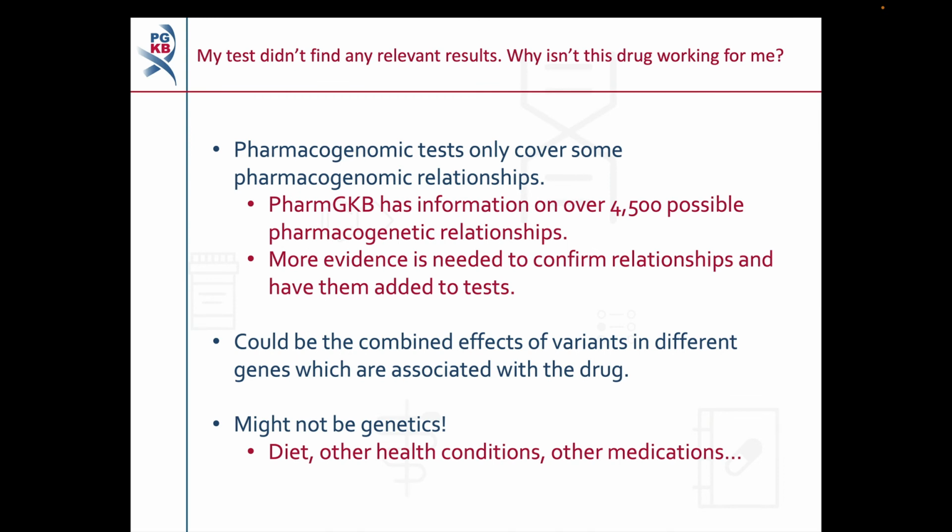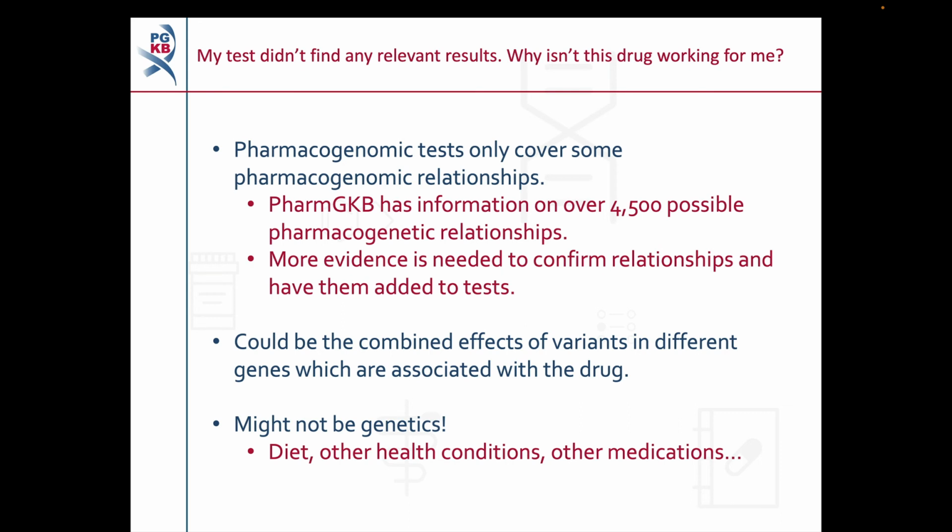A bonus question just before we finish. Pharmacogenomic test results may not explain why someone isn't responding well to a drug. This could be for a number of reasons, including some of the points covered earlier in this video. Pharmacogenomic tests only cover the pharmacogenomic relationships which are supported by a significant amount of evidence. There are many other relationships which have been uncovered by researchers. PharmGKB has information on over 4,500 and counting. More evidence is needed to confirm many of these relationships so they can be included on tests.